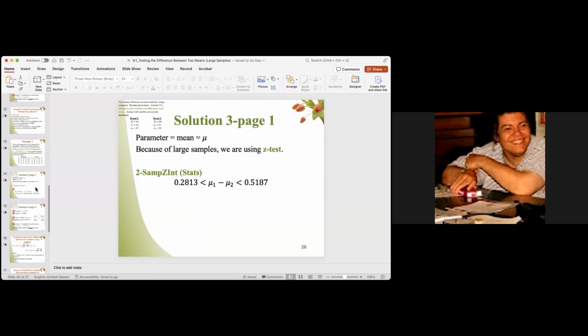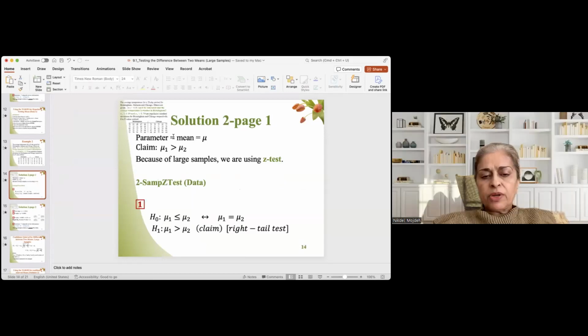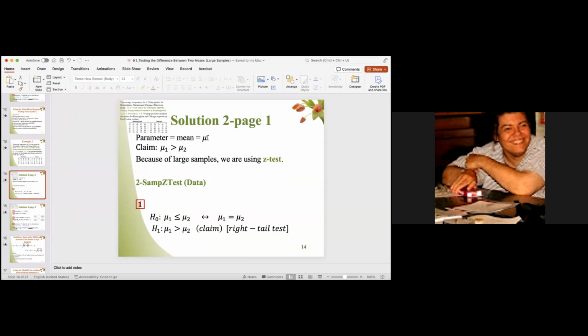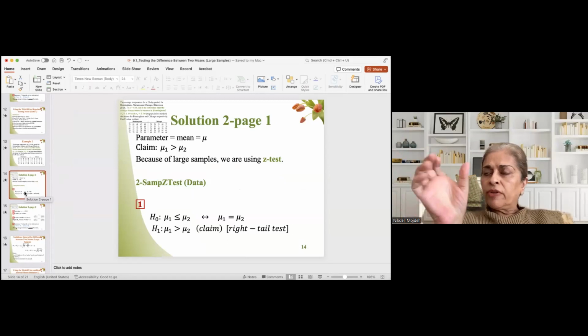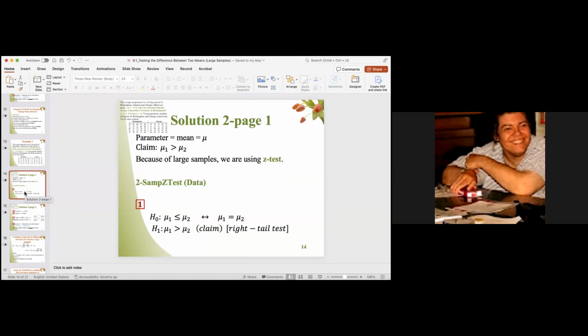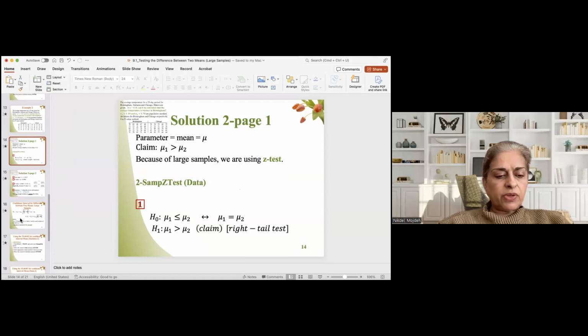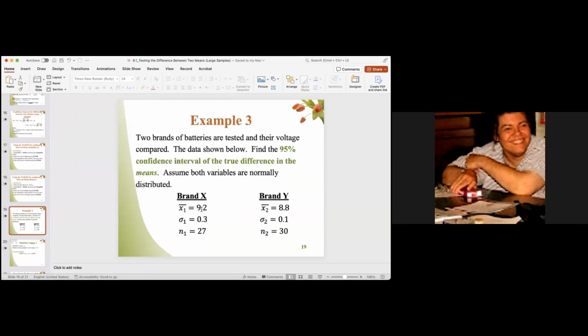Can you put up the slide that you had? Here she writes mean parameter equals mu. If there's a mean, it's going to be mu. If there's a proportion, it's going to be p, and so on. Then there's the claim, but that's for another chapter, chapter 9. Then I say, give me some data. I put given data. Copy whatever I gave you, like in this example.